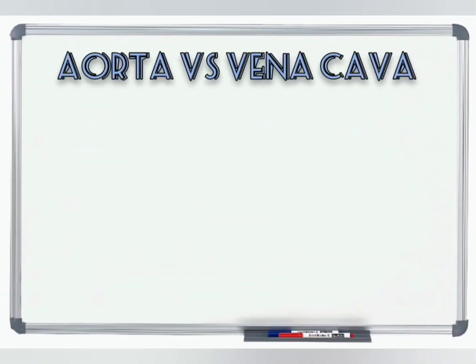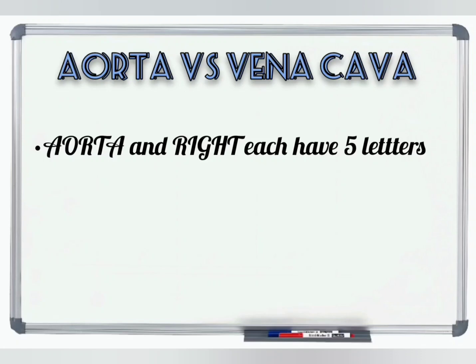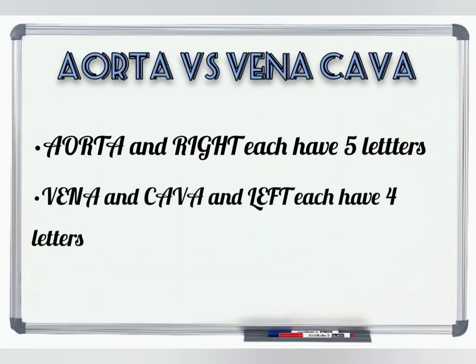First one, to identify the aorta versus the vena cava, which is right and which is left. Aorta has 5 letters, A-O-R-T-A, and right has 5 letters, R-I-G-H-T. So both have 5 letters, so it is present on the right side. Whereas vena and cava each have 4 letters, V-E-N-A, C-A-V-A. So even the left word has 4 letters, L-E-F-T. So both are present on the left side. Aorta is present on the right side, whereas the vena cava is present on the left side.